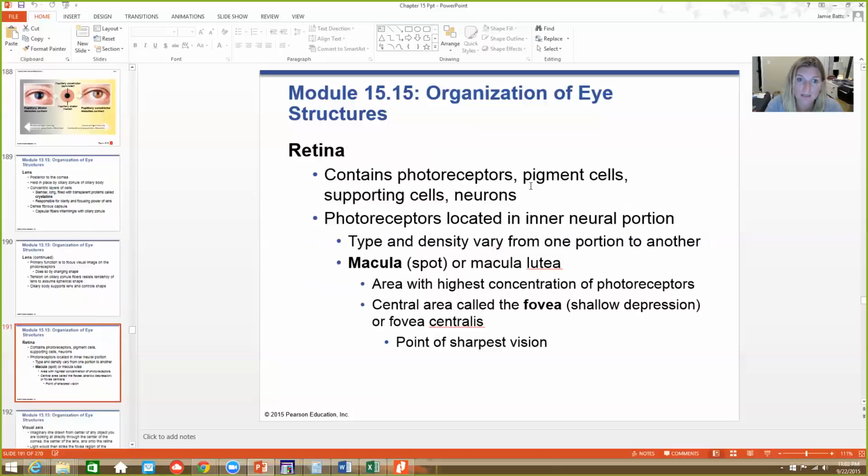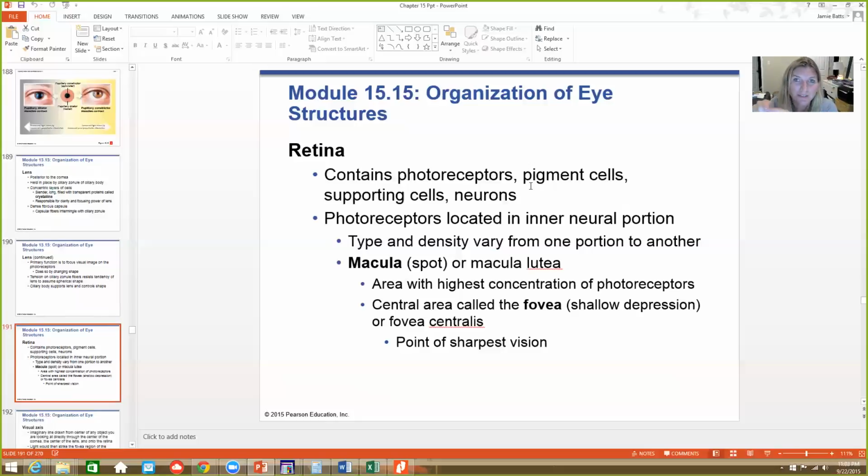The retina is where your photoreceptors are. It contains pigmented cells, supporting cells, as well as neurons. The photoreceptors are located on the innermost side of the neural portion. There's also something called a macula. The macula, or macula lutea, has the highest concentration of photoreceptors. The central area of the macula is called the fovea, sometimes called the fovea centralis.